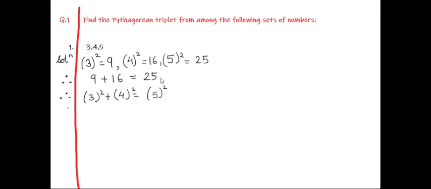Now 9 plus 16. Does it give us 25? And do we have the biggest number square as 25 only? Yes. So we can say that these three numbers form a Pythagorean triplet. Okay. So how can we write here? See here. Therefore 3, 4, 5 is a Pythagorean triplet.